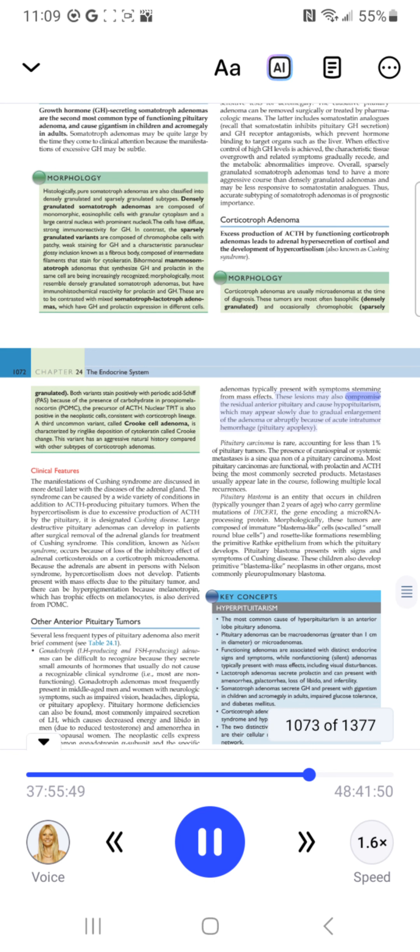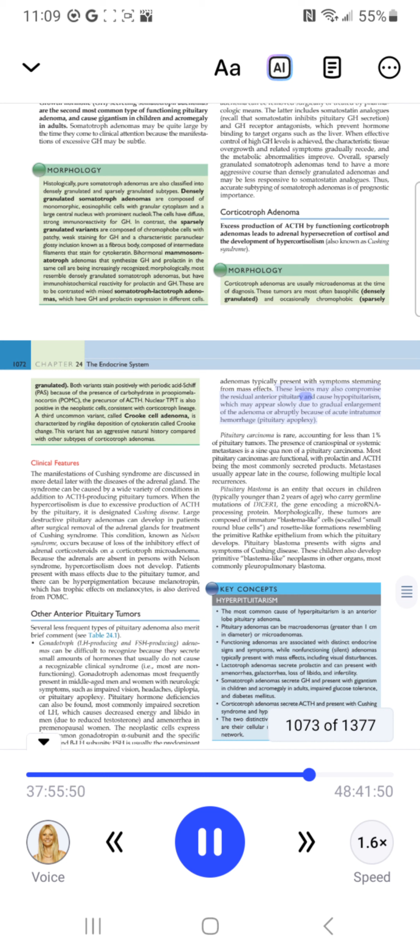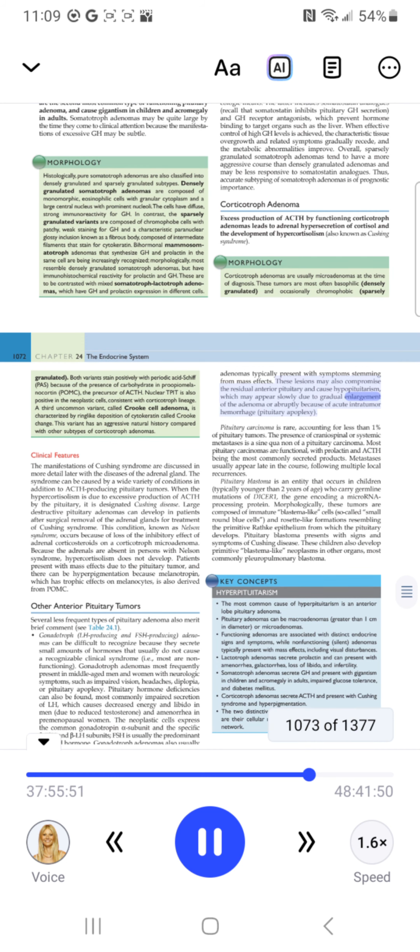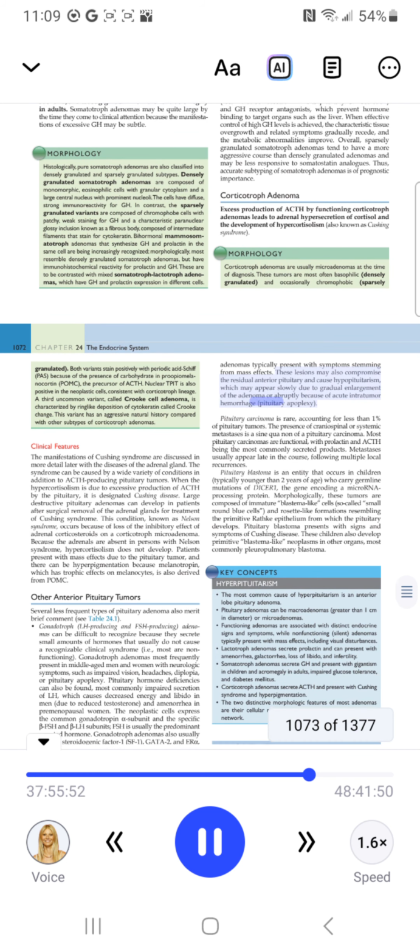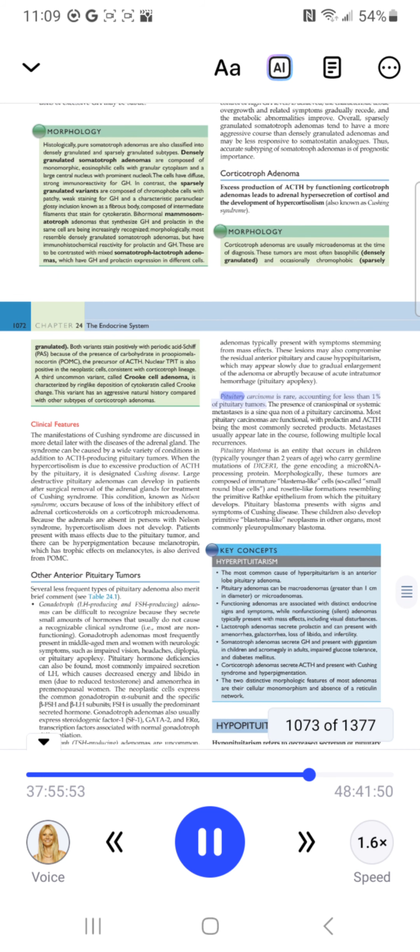These lesions may also compromise the residual anterior pituitary and cause hypopituitarism, which may appear slowly due to gradual enlargement of the adenoma or abruptly because of acute intratumoral hemorrhage, pituitary apoplexy.